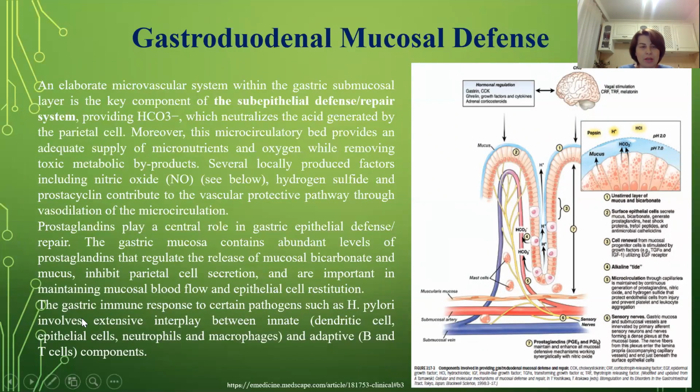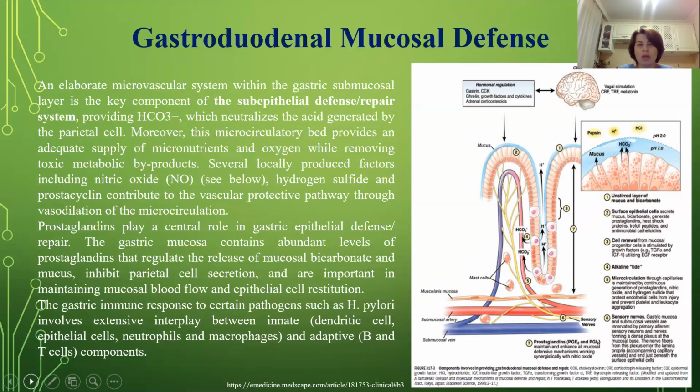An elaborate microvascular system within the gastric mucosal layers is the key component of the subepithelial defense or repair system. Moreover, this microcirculatory bed provides an adequate supply of micronutrients and oxygen while removing toxic metabolic byproducts. Several locally produced factors, including nitric oxide, hydrogen sulfide, and prostaglandin, contribute to the vascular protective pathways through the vasodilation of the microcirculation. Prostaglandins play a central role in gastric epithelial defense and repair.